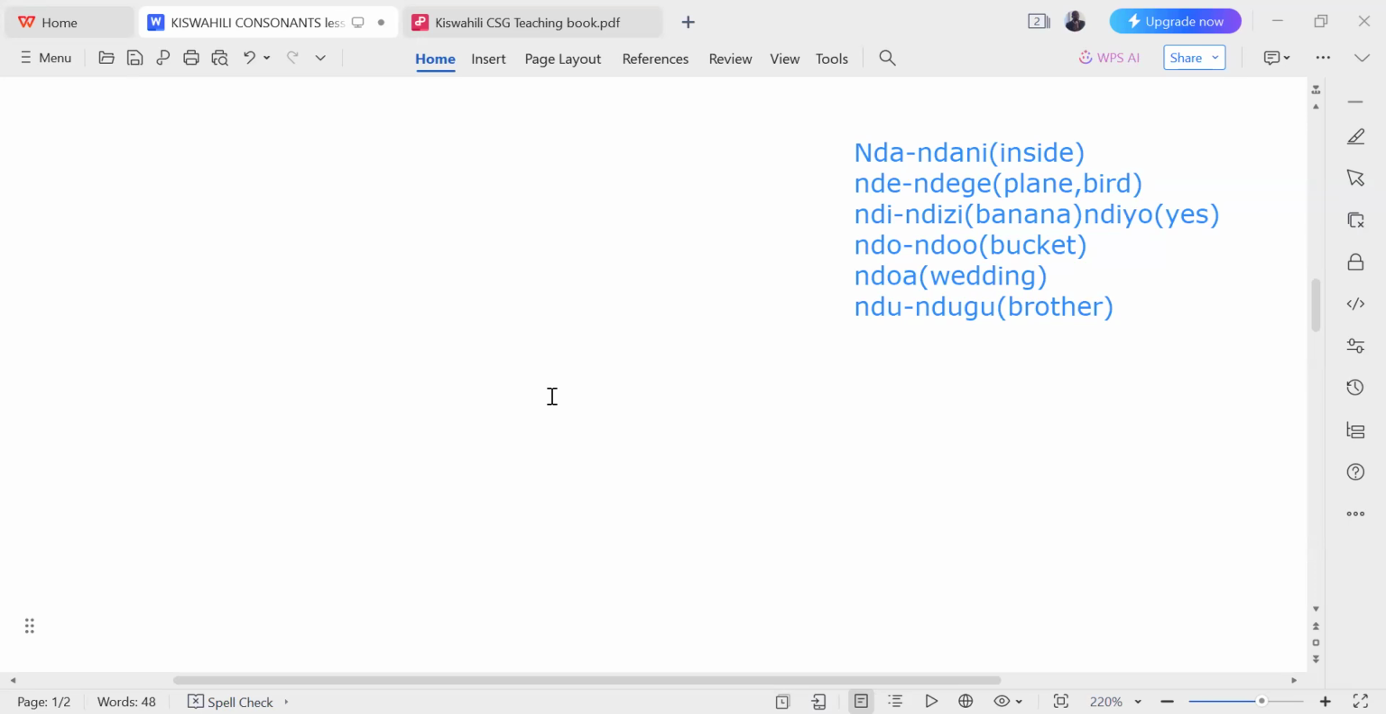No, the first one is ndo, which is double O. And the second one is ndoa, which is O-A. The first one, the double O, is ndo, like the same way we were saying cho. Then the second part is ndoa. Then the last one is ndugu. Ndugu. Yeah. Okay.